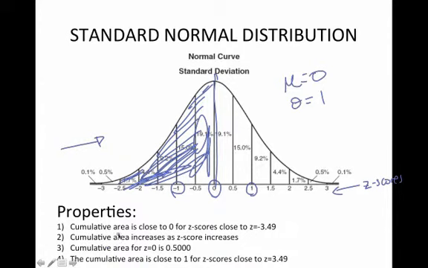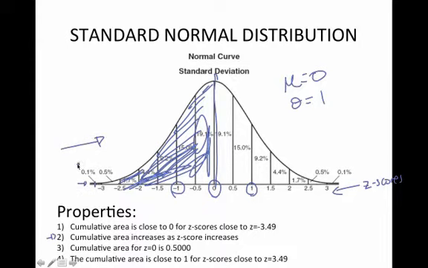So properties of the standard normal distribution are that the cumulative area is close to 0 for z-scores close to negative 3.49. So if you recall, when we're dealing with the empirical rule, 3 standard deviations away from the mean, both to the left and the right, contain 99.7% of the data. Well, if we're going another almost half standard deviation away from the mean, then it's way over here, and if we're going from left to right for cumulative area, this covers nearly nothing. The area under the curve is nearly 0.